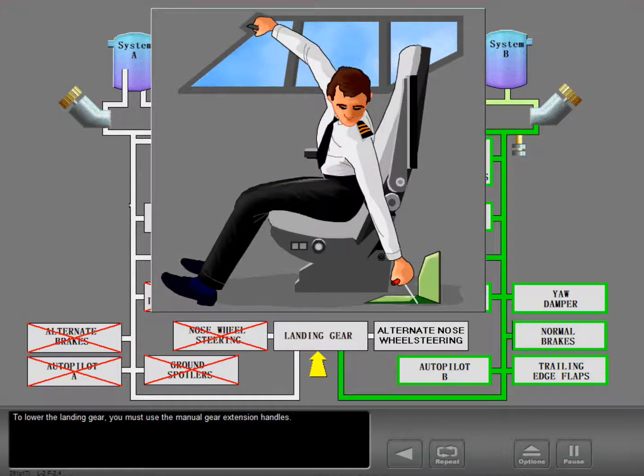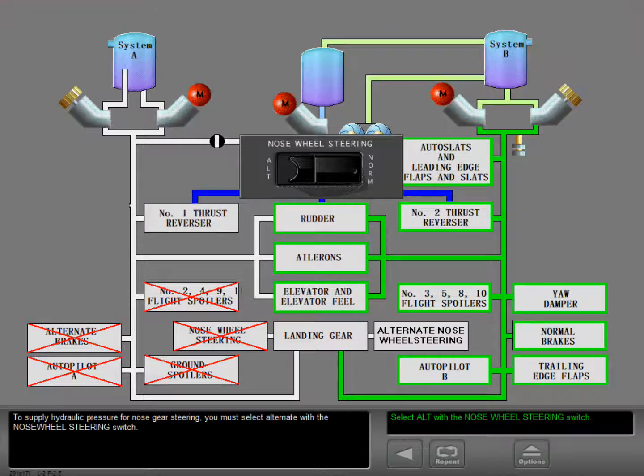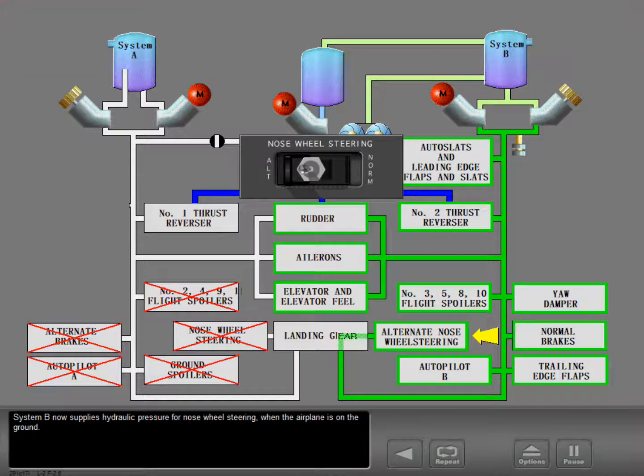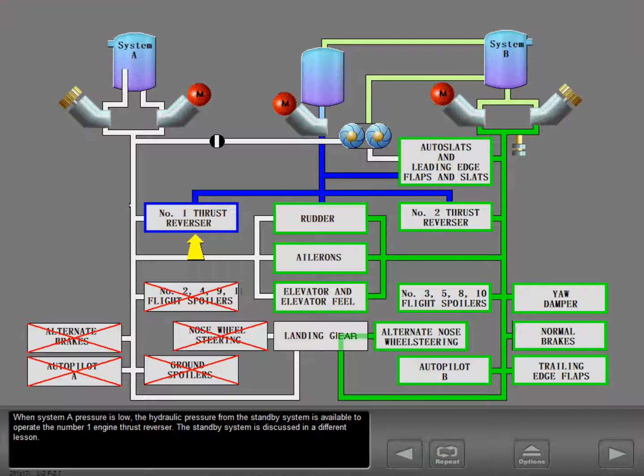To lower the landing gear, you must use the manual gear extension handles. To supply hydraulic pressure for nose gear steering, you must select alternate with the nose wheel steering switch. System B now supplies hydraulic pressure for nose wheel steering when the airplane is on the ground. When System A pressure is low, the hydraulic pressure from the standby system is available to operate the number 1 engine thrust reverser. The standby system is discussed in a different lesson.